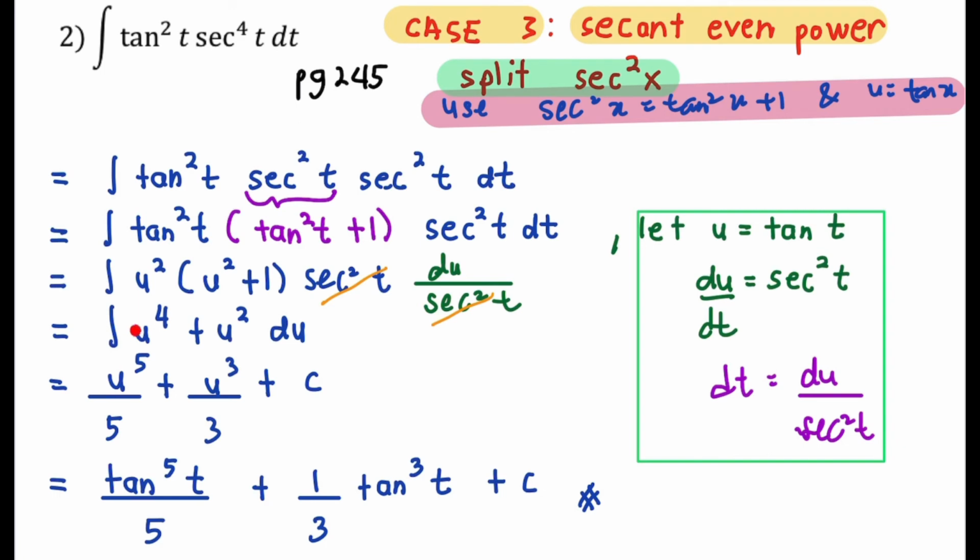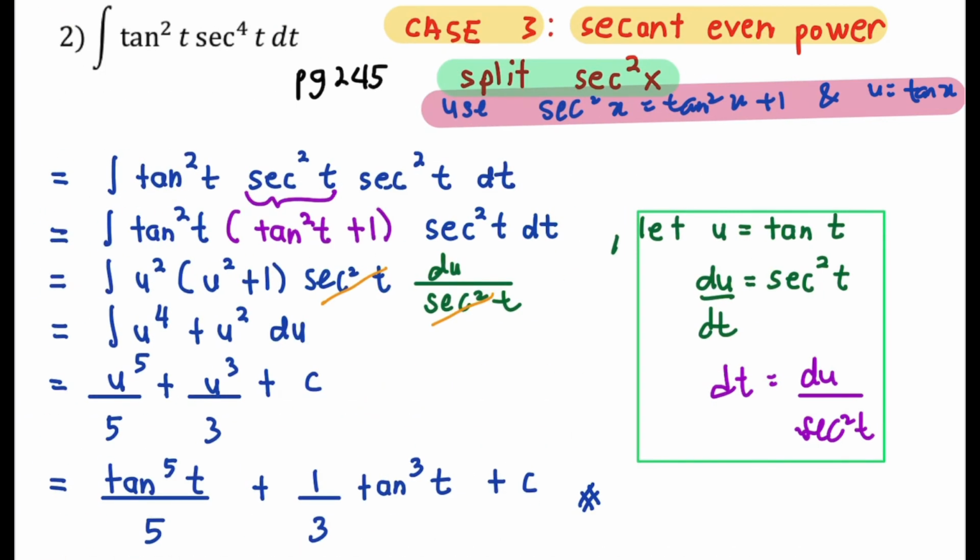So now let's integrate them. This is just u to the power of 5 over 5 plus u cubed over 3 plus c. And finally, let's back substitute the value of u, which is tangent t. Therefore, the answer is tangent t to the power of 5 over 5 plus tangent t to the power of 3 over 3 plus c. So this is your final answer.